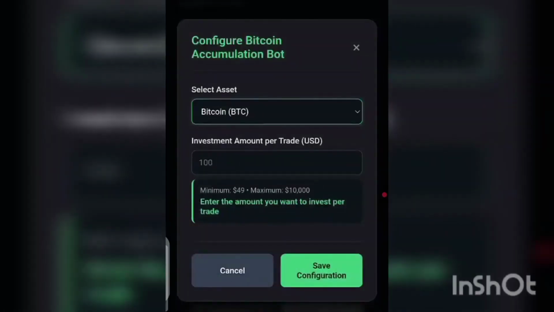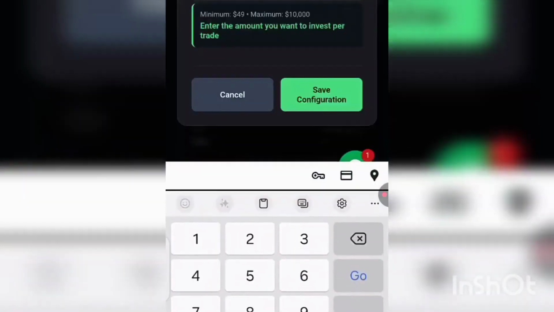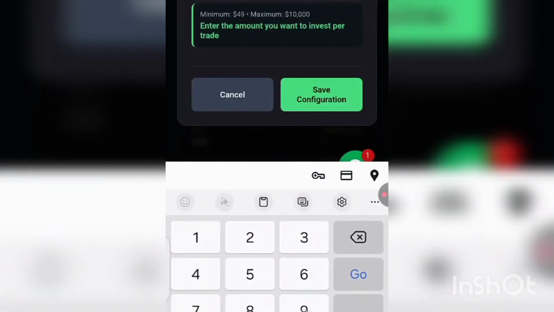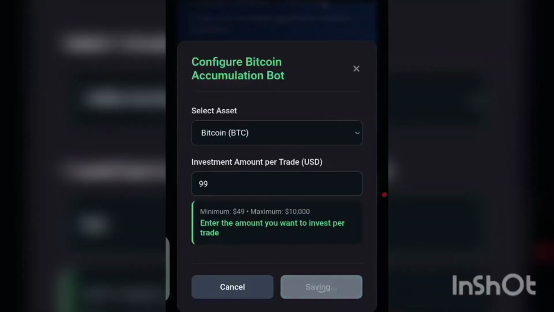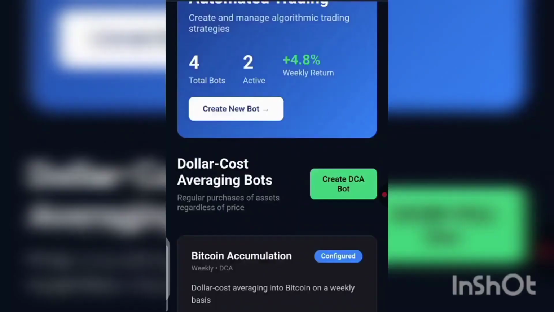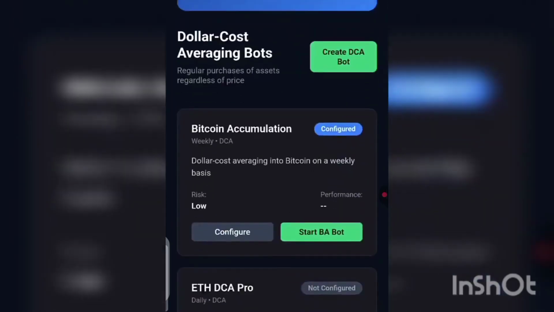Then you select Bitcoin. Once you have selected Bitcoin, you put the amount. So I'm going to be inputting 100 USDT here. And one good thing about this particular bot is that it doesn't trade when the market is not stable. It doesn't trade when there are waves in the market. So you can see I selected 99 and I left 1 USD.